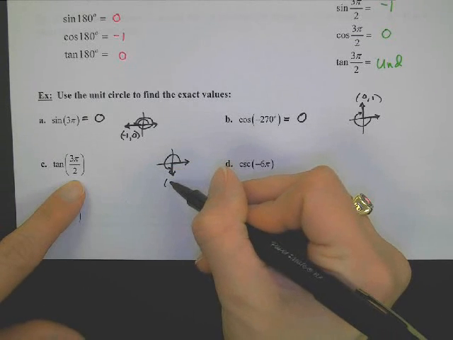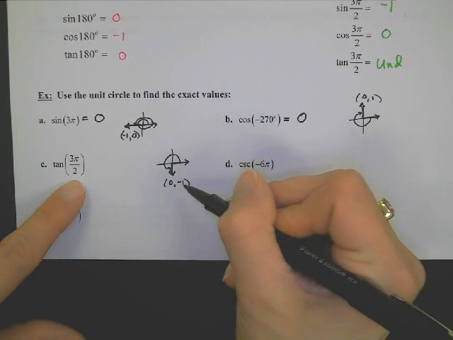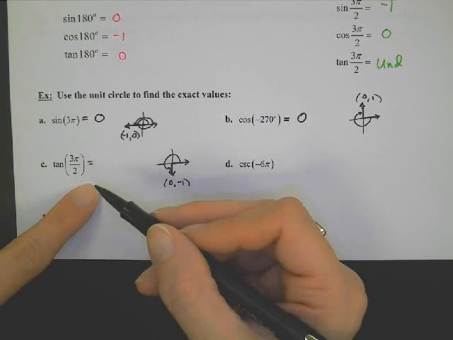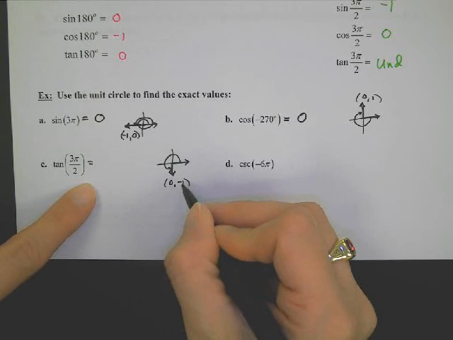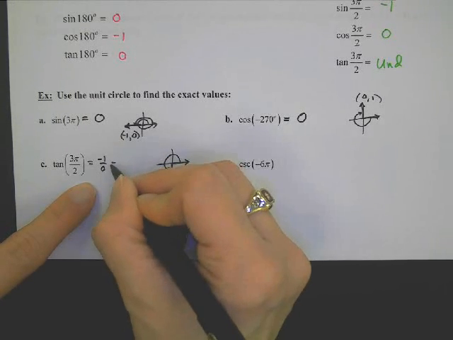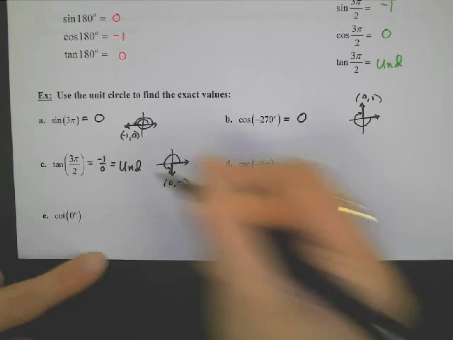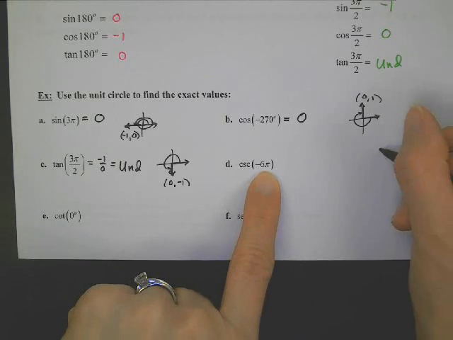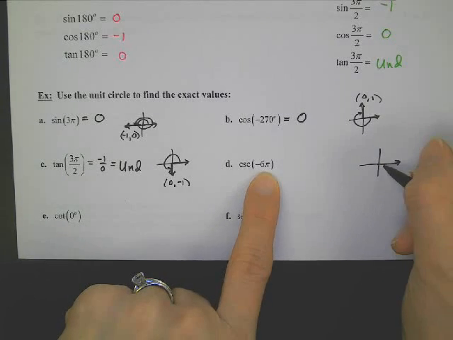This point is 0, comma, -1. When I say tangent, you think sine over cosine. Sine over cosine. -1 over 0 is undefined. Undefined.